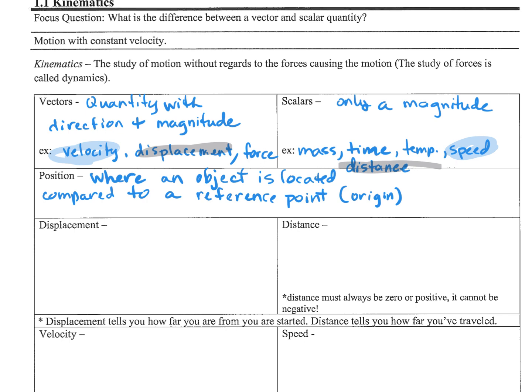Now, position in 1D kinematics. In 1D, we use position as x. In 2D, we use it as a point (x, y). In 3D, guess what we would use? (x, y, z), and so on.